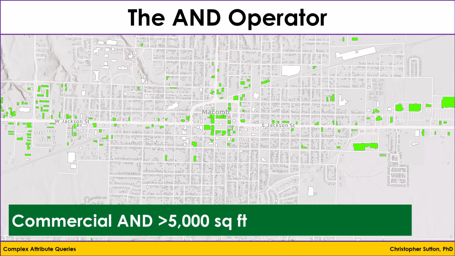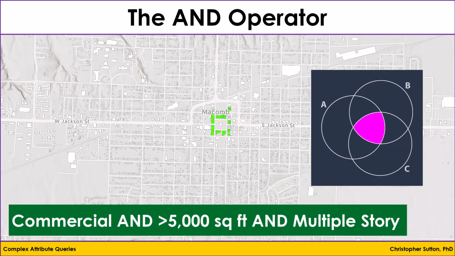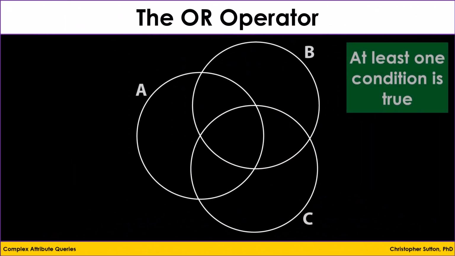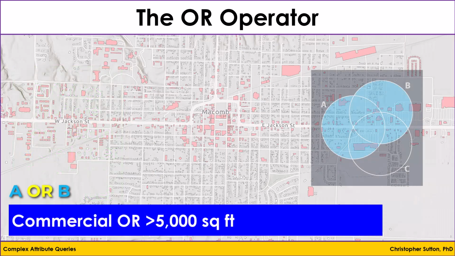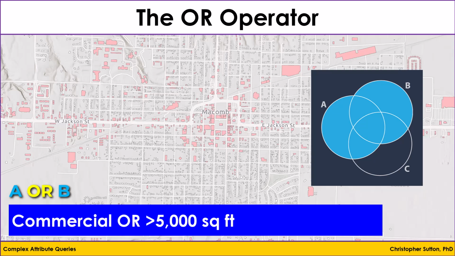We can use AND to connect two expressions or more than two expressions. We might be interested in locating the structures that are commercial buildings and have at least 5,000 square feet and have multiple stories. With the OR operator, a feature is selected when at least one of the conditions is true. So we might be interested in determining what buildings are commercial buildings or have at least 5,000 square feet, but they don't necessarily have to have both. Again, we can use the OR operator to connect two statements or more.